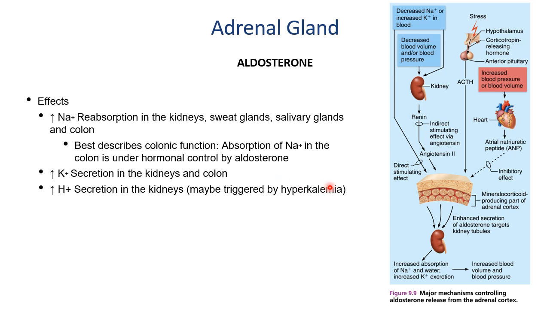Next, aldosterone causes an increase in proton or acid secretion in the kidneys. But because the stimulus for the release of aldosterone is a high level of potassium, that high level of potassium, by causing a release of aldosterone, causes a decrease in the level of proton in the blood.